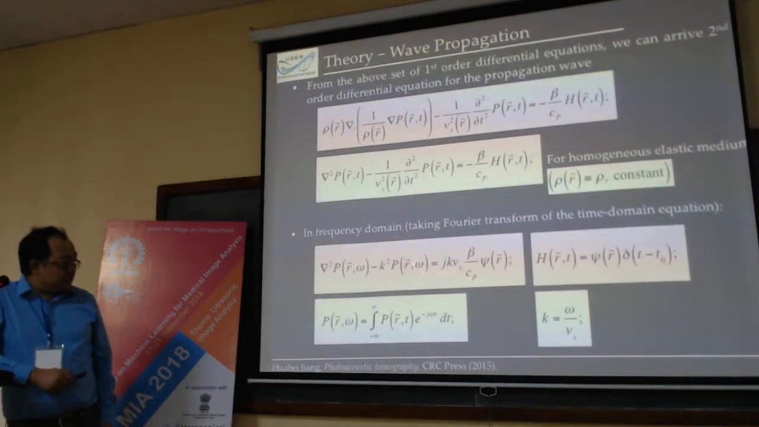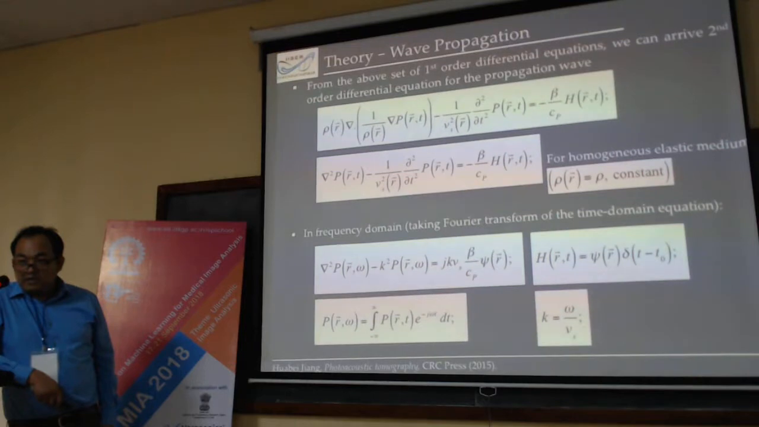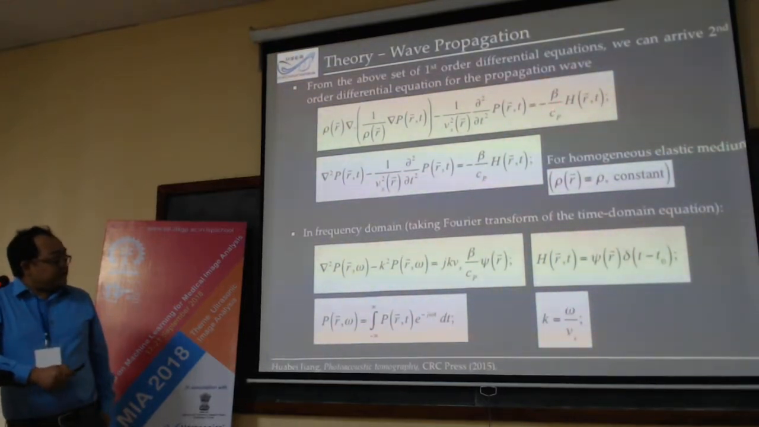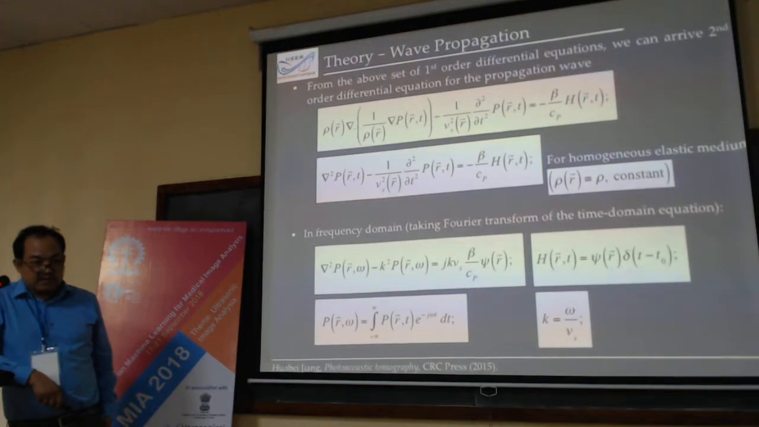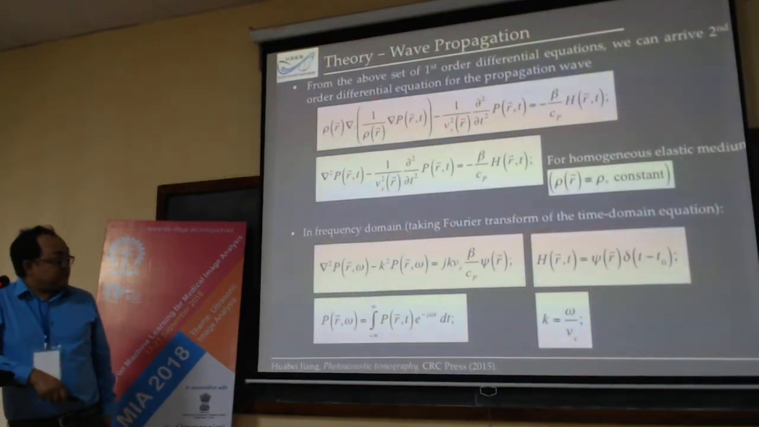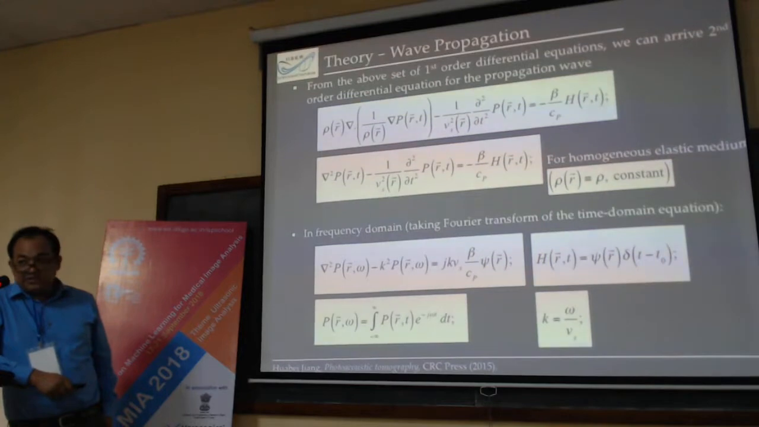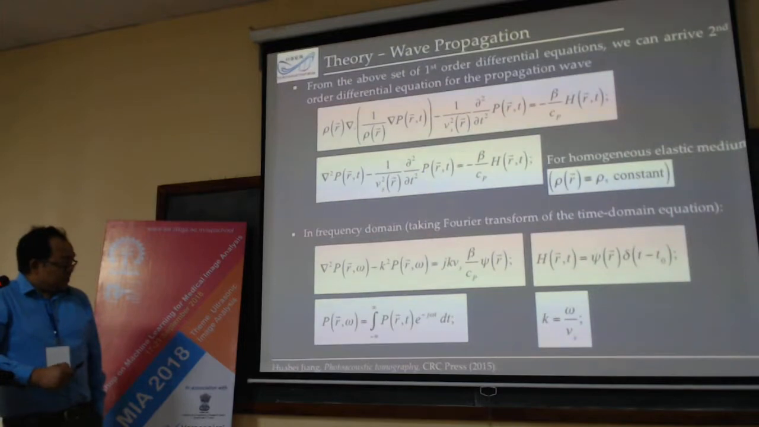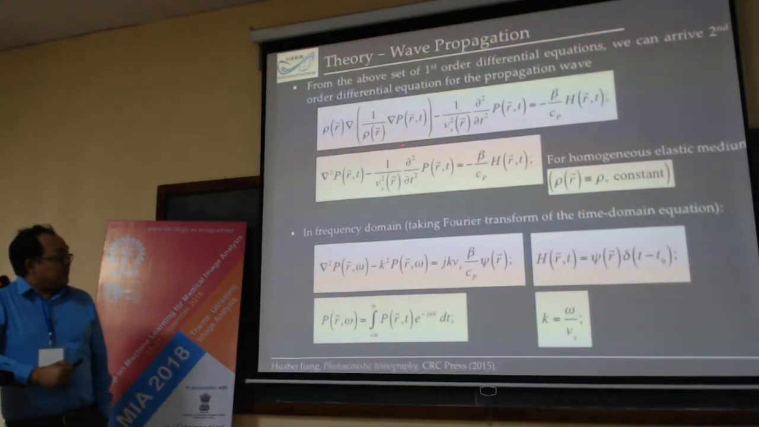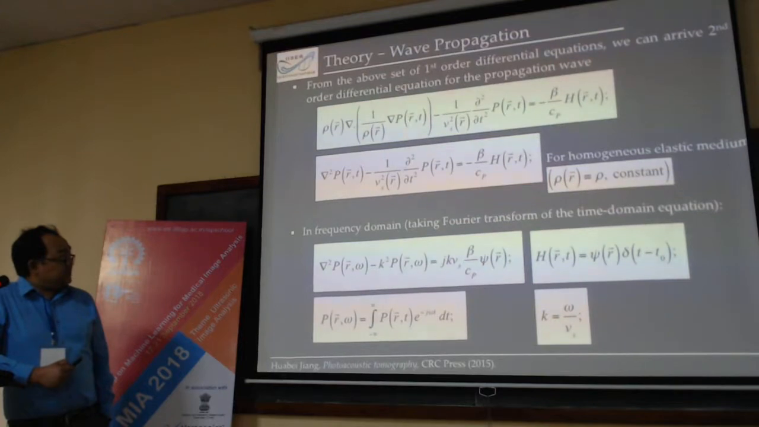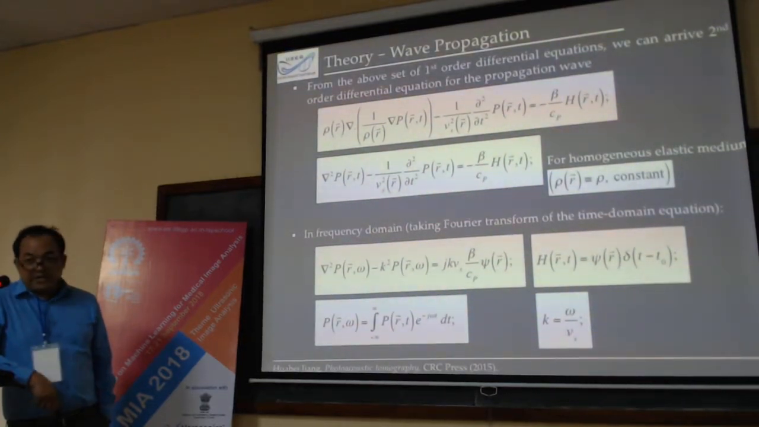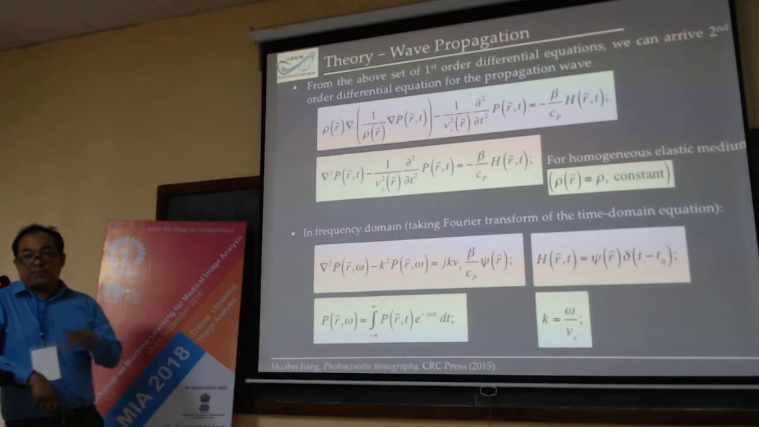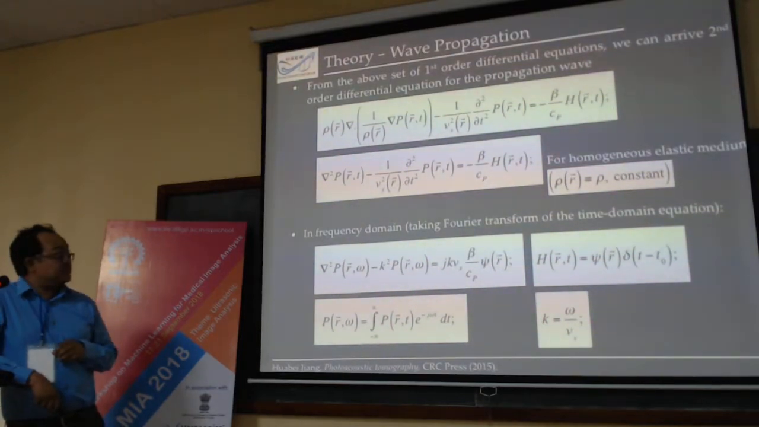In the frequency domain, one can arrive at this. The right hand side is an initial value problem, acting as a source term, and this is simply the second order differential equation that governs the propagation of the wave in a medium. By solving this differential equation, one can obtain the distribution of the pressure at any point of time and at any point in the domain of our interest in the tissue.